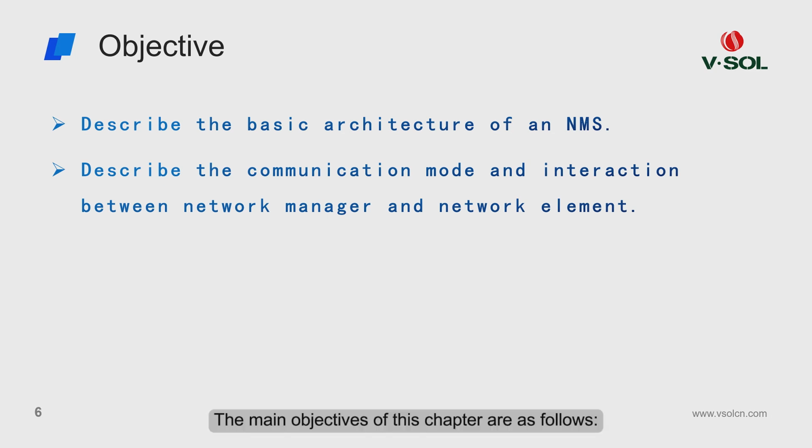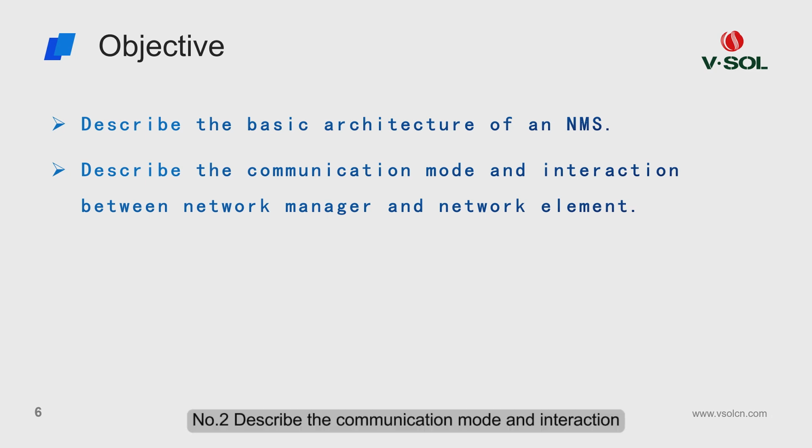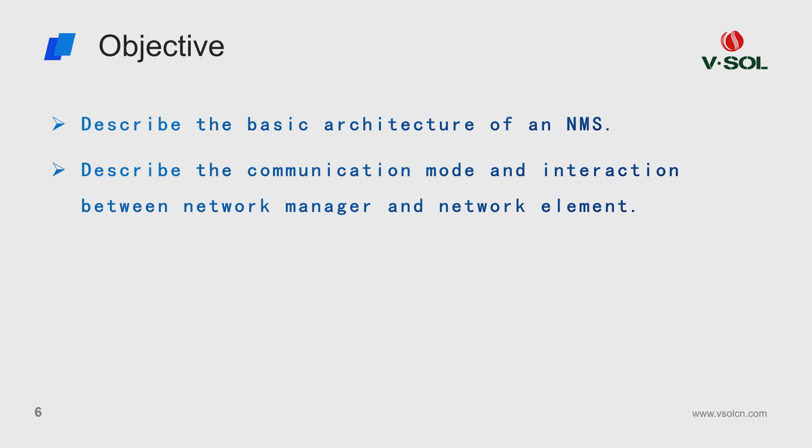The main objectives of this chapter are as follows. Number 1. Describe the basic architecture of an NMS. Number 2. Describe the communication mode and interaction between Network Manager and Network Element.